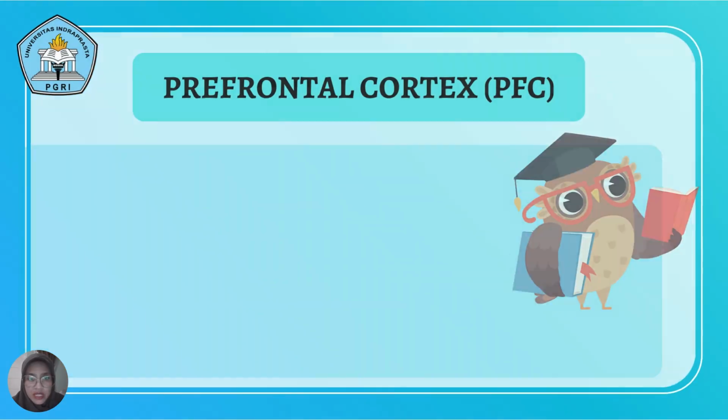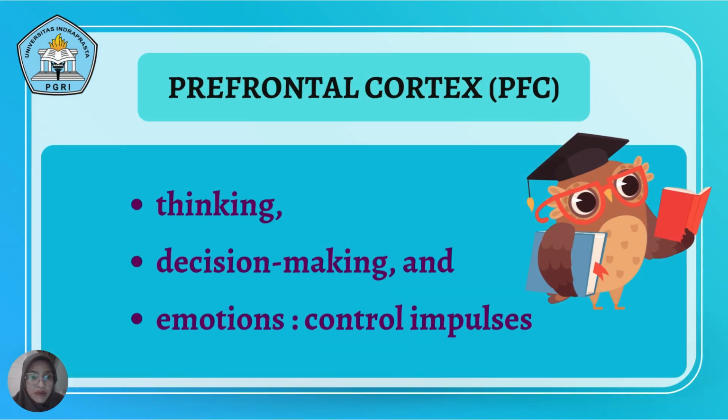The first is the PFC, or prefrontal cortex. The PFC is the front part of the brain that is responsible for thinking, decision making, and emotion, especially in controlling impulses. It helps us remember things and focus. When we learn new things, the PFC changes its connections between brain cells. It allows us to adapt and respond better to different situations.